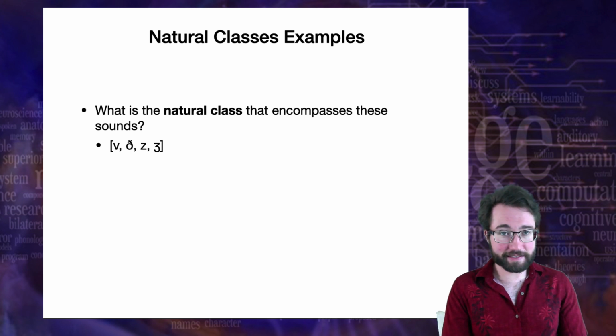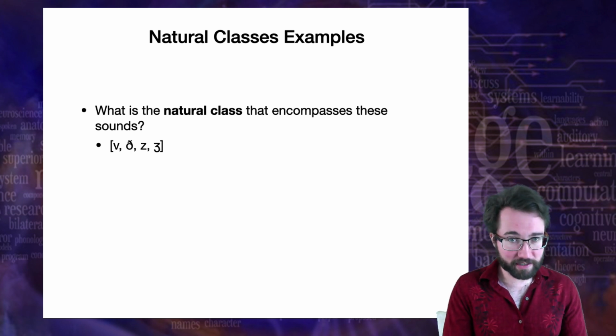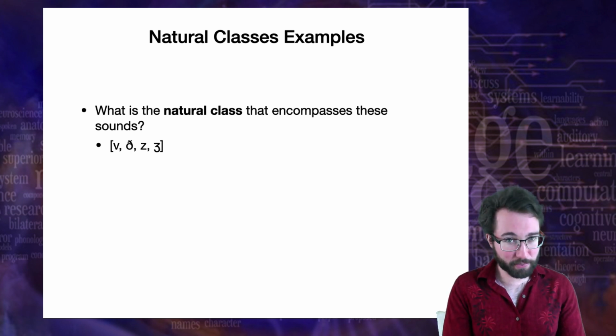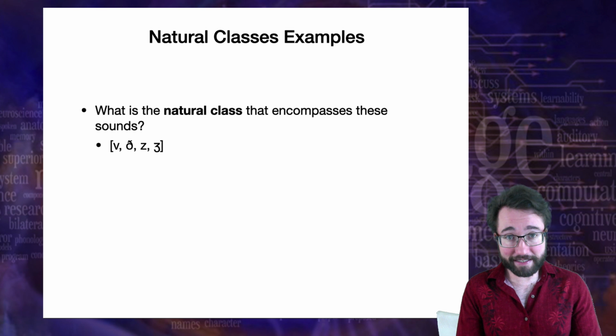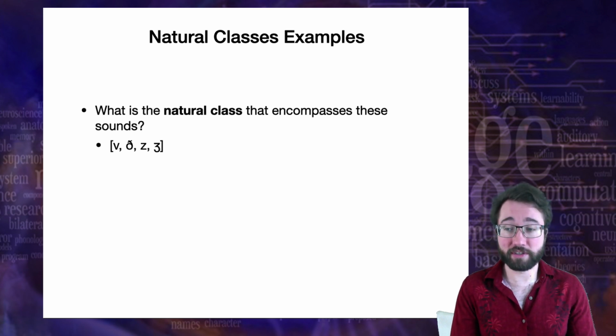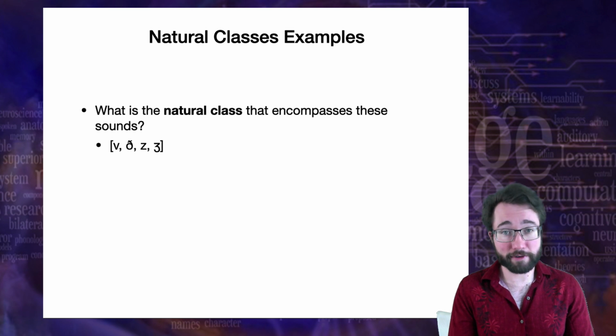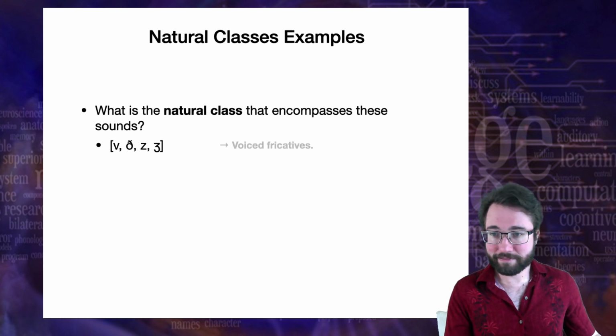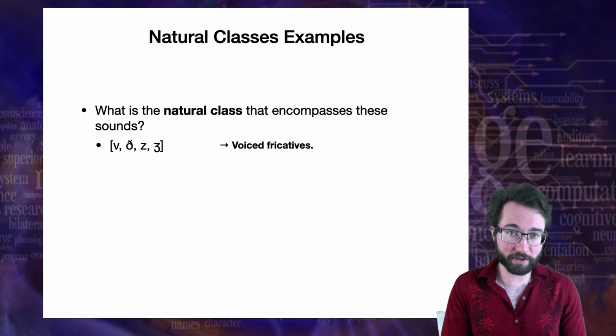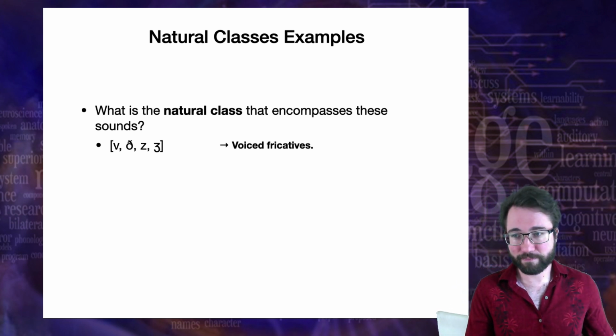And let's see, do we see any vowels here? No. Do we see any approximants here? No. Do we see any stops here? Things like d and k that involve total stoppage of airflow. Do we see stops? No. What we see is only fricatives. In fact, it's voiced fricatives. That would be the natural class defined by this little set.